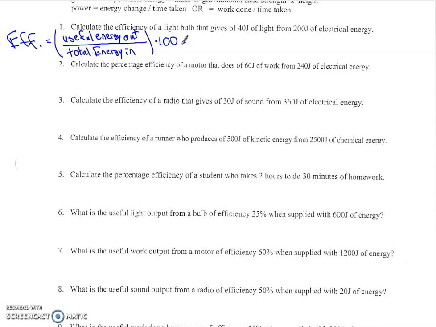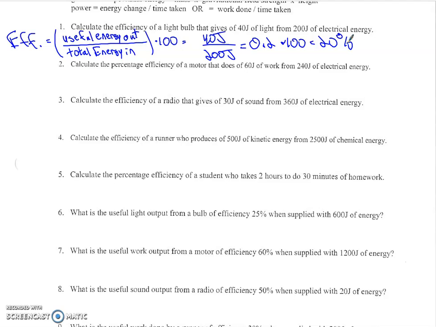So a problem like this, it's telling us that 40 joules of light is the useful output. So that's going to go on top. And we're going to have the 200 joules, that's the total energy in, on the bottom. That equals 0.2. We're going to multiply that by 100, and that gives you 20%. Right, so that is the efficiency of that bulb.